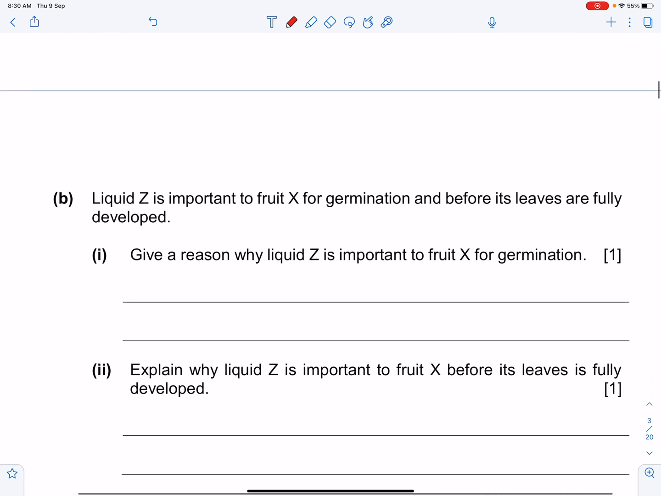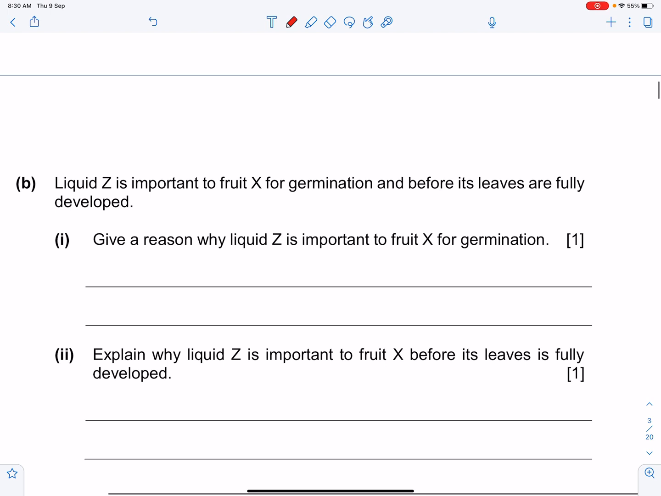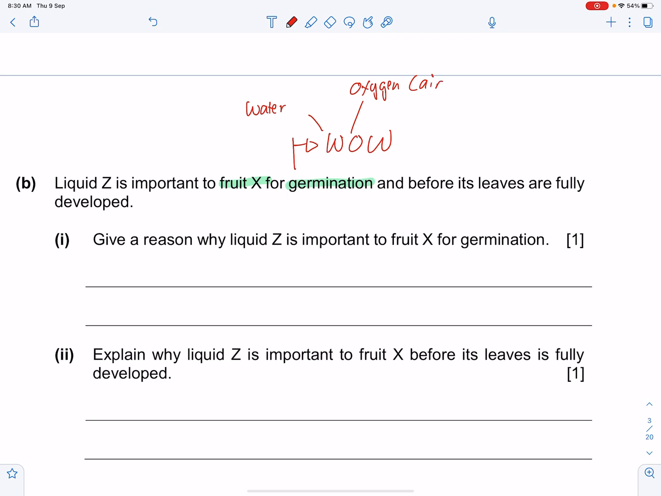Okay, now this is the part that was very terribly done. So look at the question. Liquid Z is important to fruit X for germination. So I've got the keyword germination. When I see the word germination, straight away it'll be WOW. W stands for water, O stands for oxygen or air, and my last W stands for warmth. These three items need to be present in order for germination to happen.